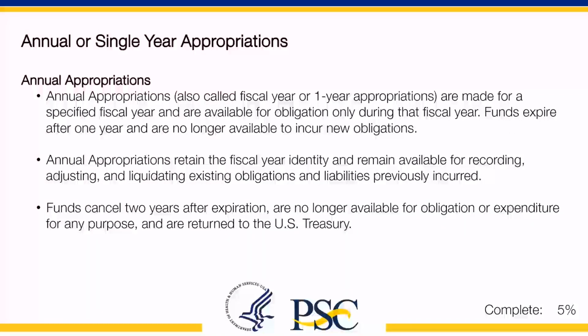Annual appropriations, also called fiscal year or one-year appropriations, are made for a specified fiscal year, and are available for obligation only during that fiscal year. Funds expire after 1 year and are no longer available to incur new obligations. Annual appropriations retain the fiscal year identity and remain available for recording, adjusting, and liquidating existing obligations and liabilities previously incurred. Funds canceled 2 years after expiration are no longer available for obligation or expenditure for any purpose, and are returned to the U.S. Treasury.